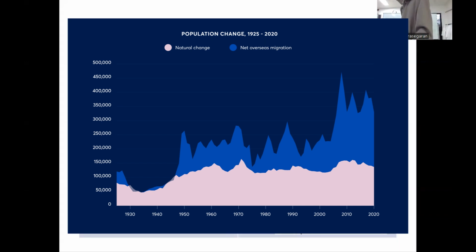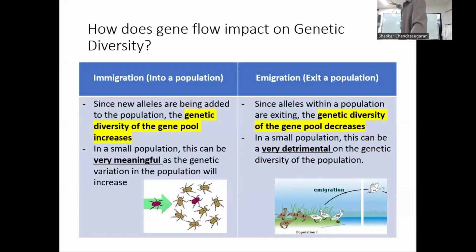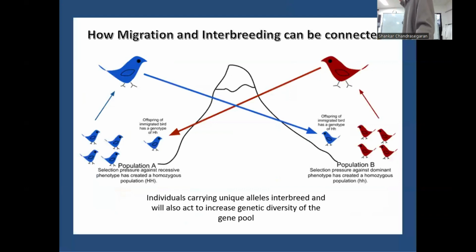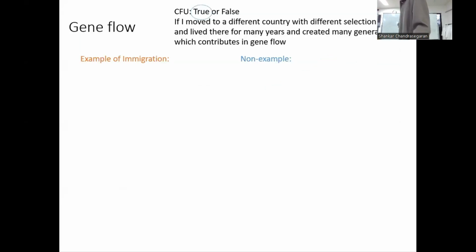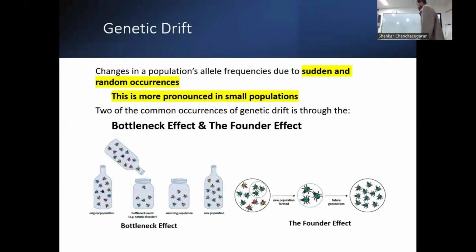Gene flow is talking about immigration and emigration. Don't have to overthink it. Immigration is coming into the population. Emigration is leaving the population. And when new organisms come into a population, they will most likely interbreed, allowing for an increase in genetic diversity as well. Okay. So next one we're looking at is genetic drift, right?